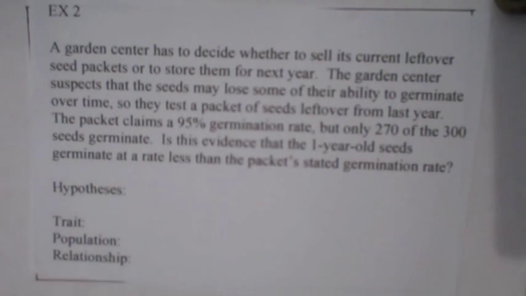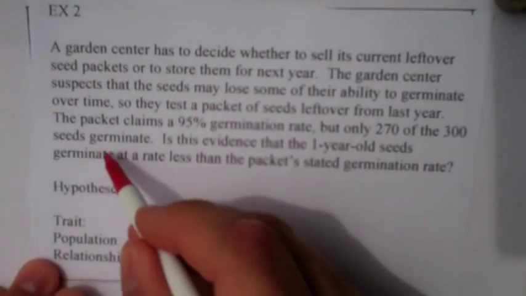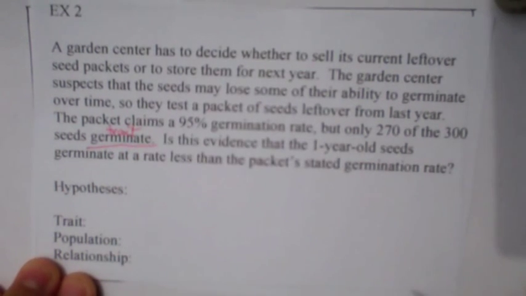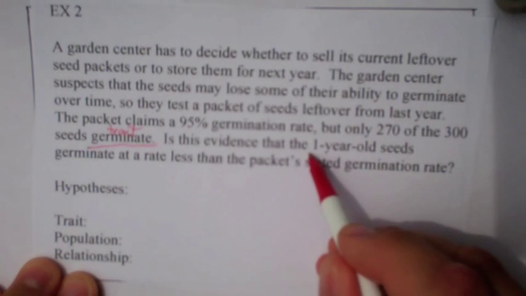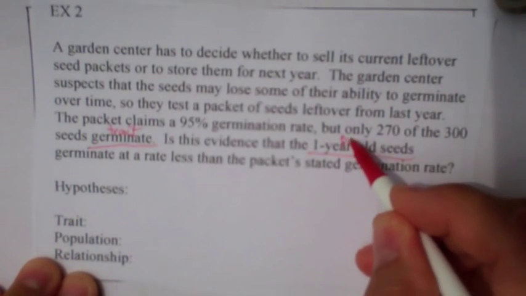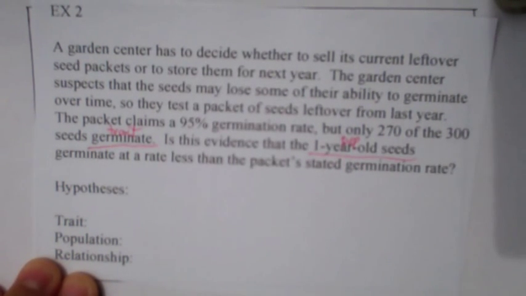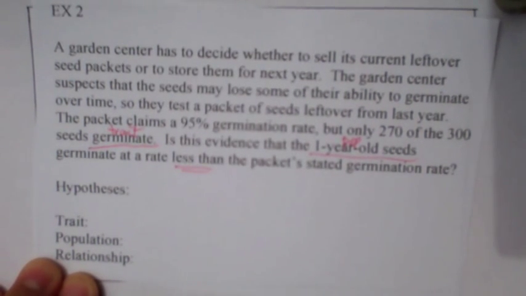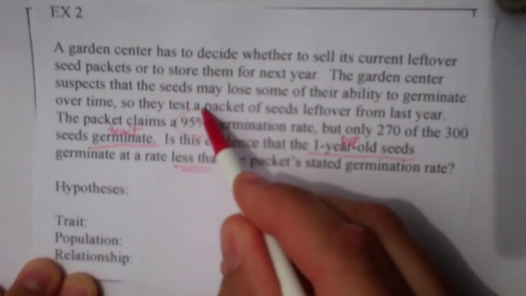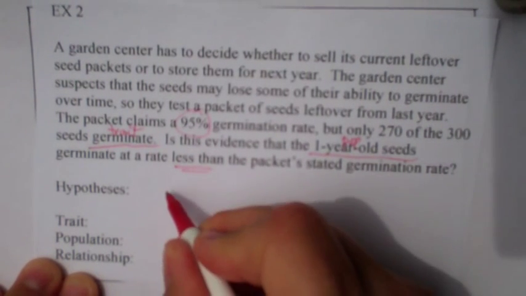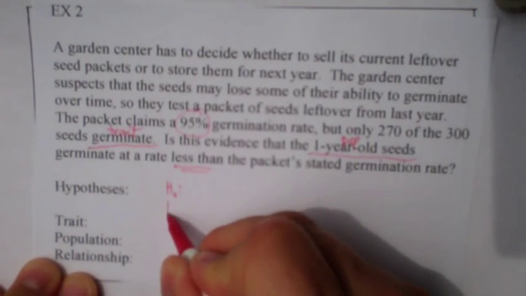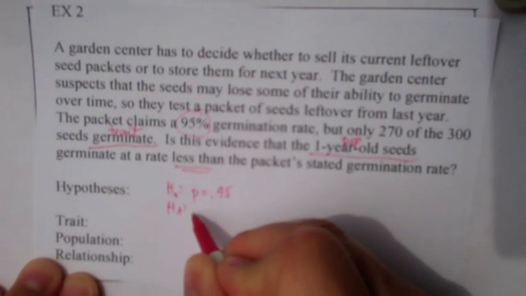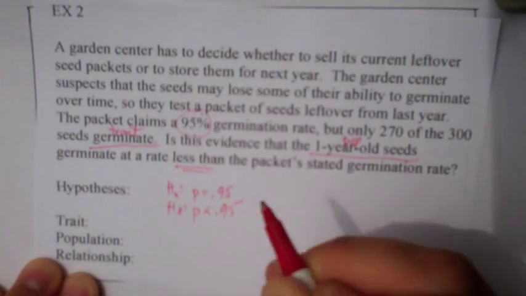Okay, so the trait is whether the seeds germinate. The population are the 1-year-old seeds. And the relationship is less than. And the percent that you're going to use is the 95% given. So if you were to write your hypotheses, you would write P equal to 95%, or is it less than 95%?